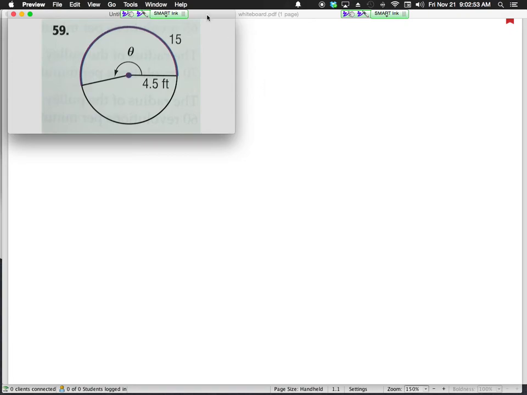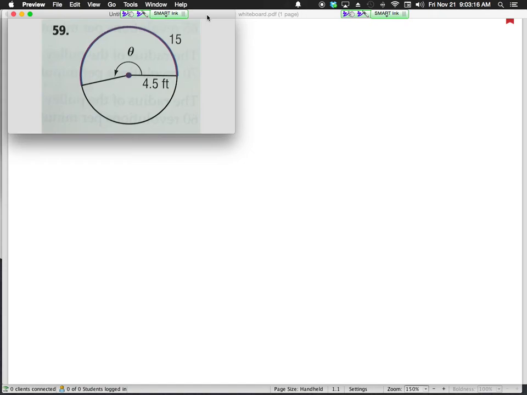Alright, this time, this is 59. It says find the measure of angle theta in radians and degrees. So they've given me some information to help me figure out what theta needs to be. Which of my two formulas do I want to use? Arc length. Why?